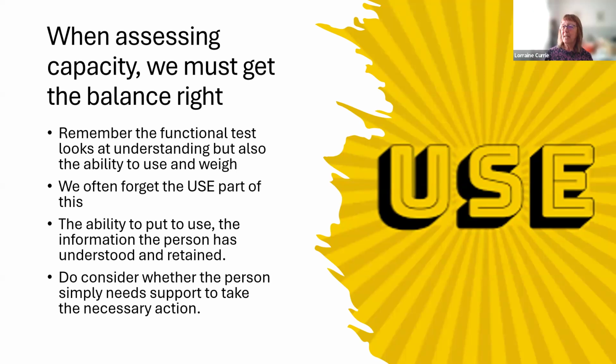We'll say a little bit more about triangulation in a minute. So when we're assessing capacity, we've got to get this balance right. We've got to remember that the functional test looks at understanding, but it also looks at using and weighing. And we sometimes leave out the use part. So this is the ability of the person to put to use that information that they've understood and retained, but are they able to use it when that situation arises? So also do consider whether the person simply needs support to do those things, or are they actually prevented from doing so because of executive dysfunction?